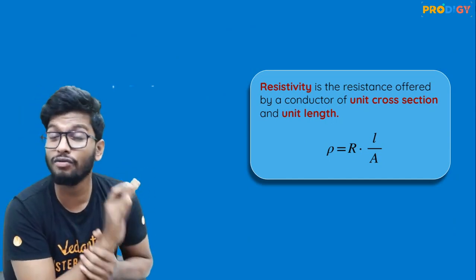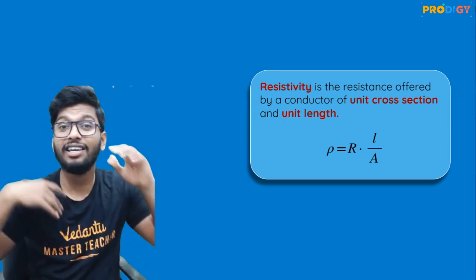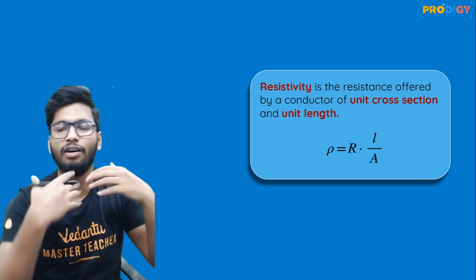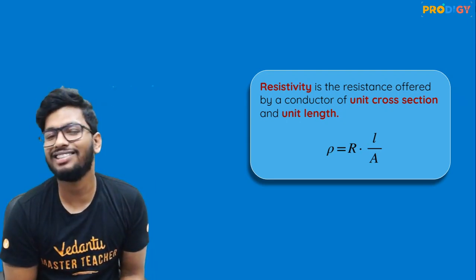Resistance is what? The obstruction offered by the material. Resistivity is the property by which an object resists, or offers obstruction to, the flow of current. That is what is called resistivity.